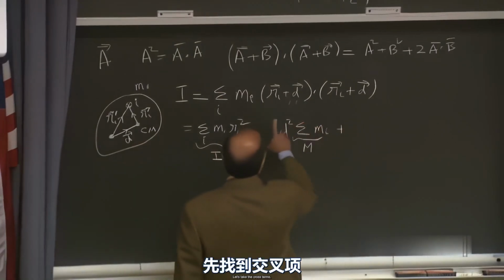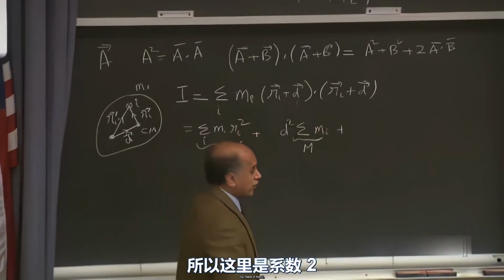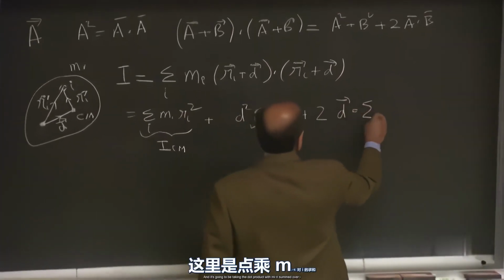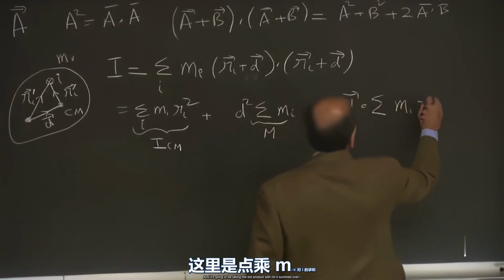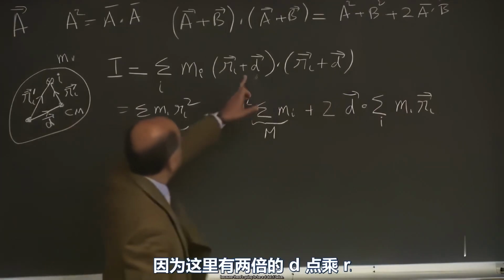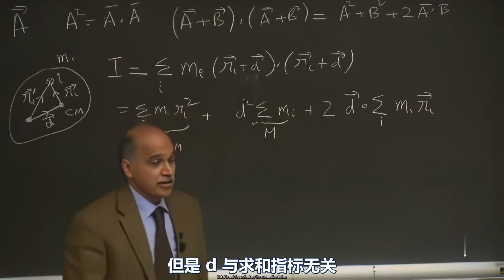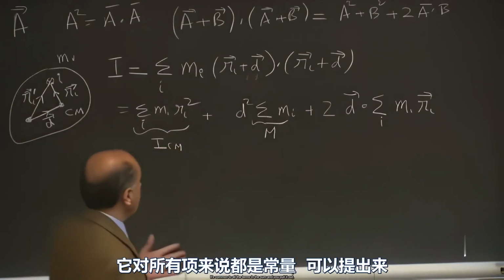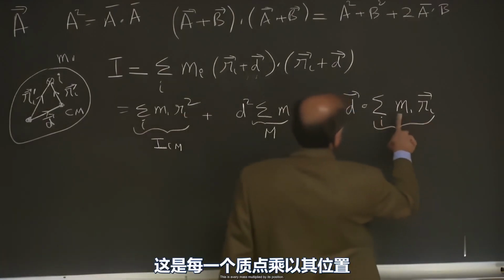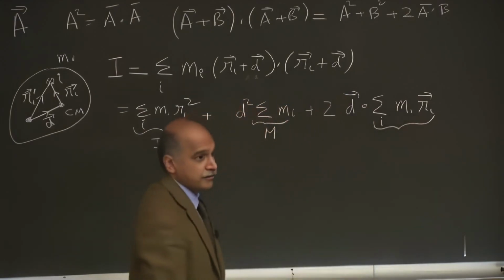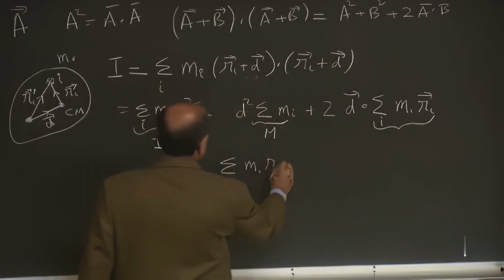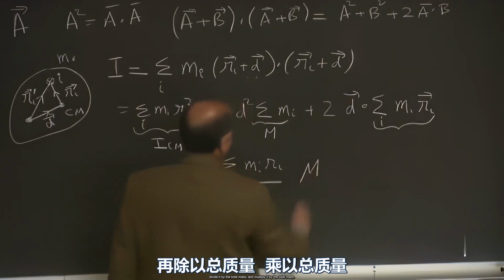Let's take the cross terms. The cross terms are like the two A dot B terms. So here is the 2. One of the vectors A is the vector D, and it's going to be taking the dot product with m_i R_i summed over i, because there's going to be a D dot R_i twice. But D is not dependent on the summation index. It's common to all the terms, so you pull it out. Now, you can think about what this is. This is every mass multiplied by its position. So take this guy, sum over i, m_i R_i, divided by the total mass and multiplied by the total mass.